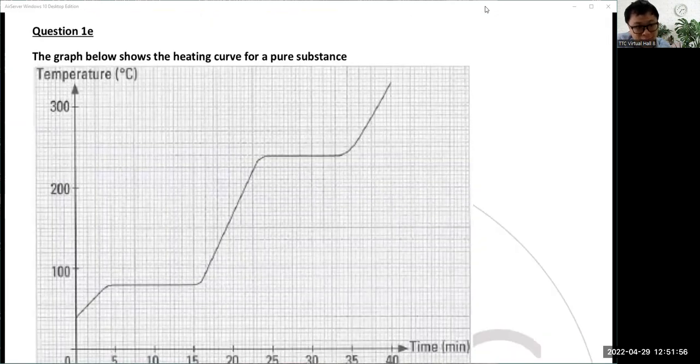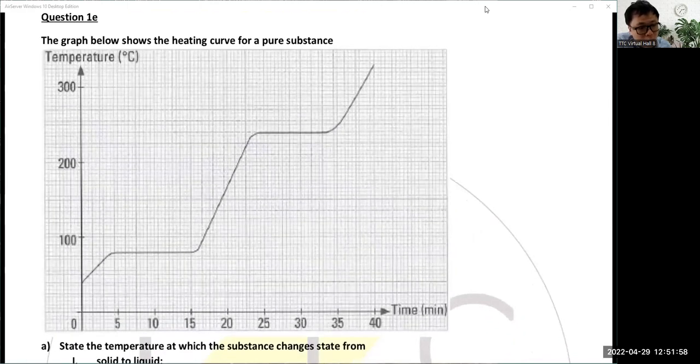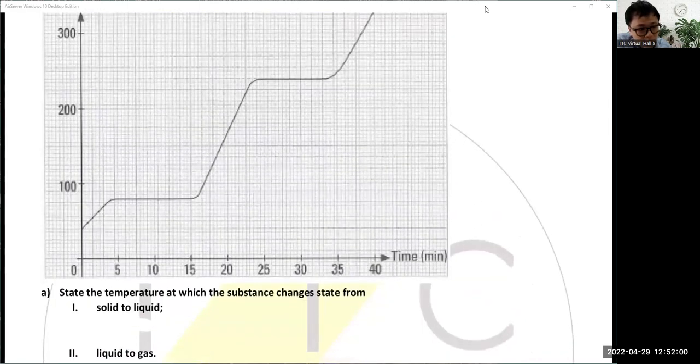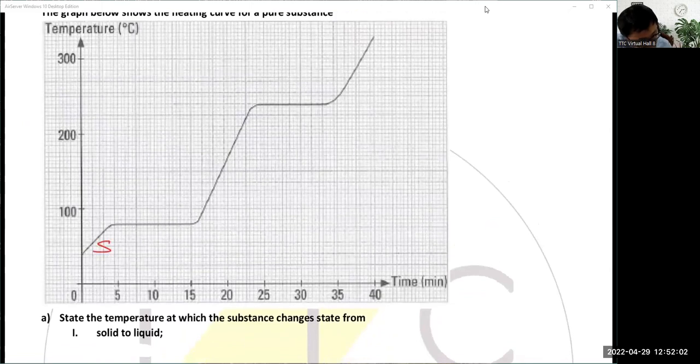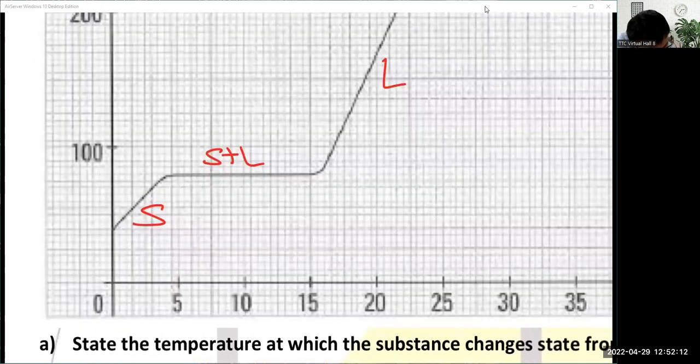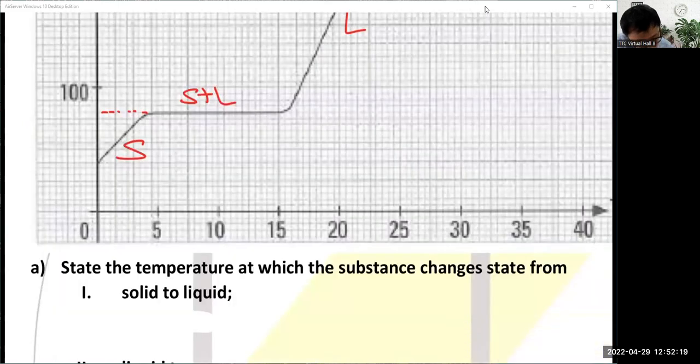Okay, this is the slightly tricky question. We go through here. State the temperature change from solid to liquid. We check here. This is solid, this is liquid, this is gas. So solid plus liquid, liquid plus gas. So the temperature for solid to liquid will be here. So you have to check the temperature here. Then you read the temperature. Okay, it's about 80 Celsius.